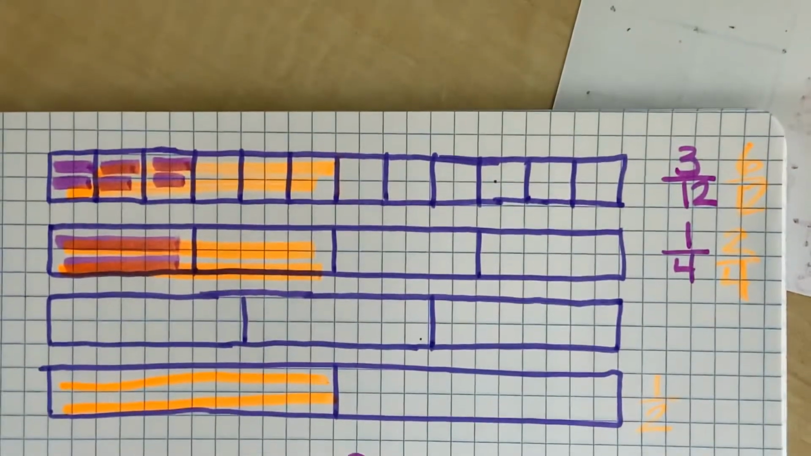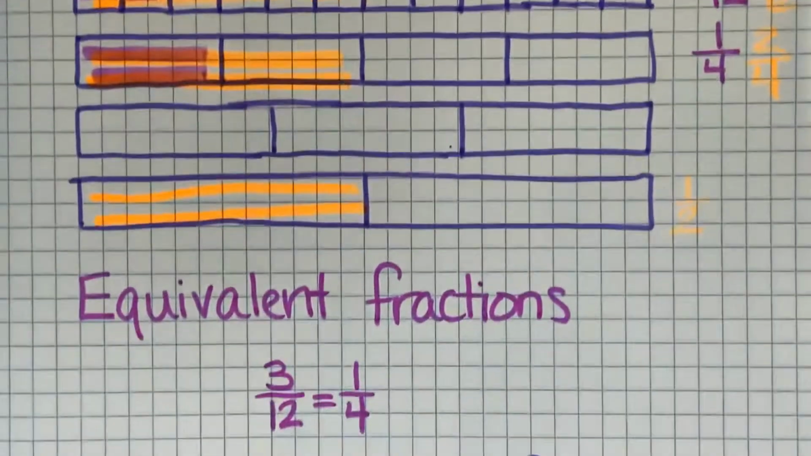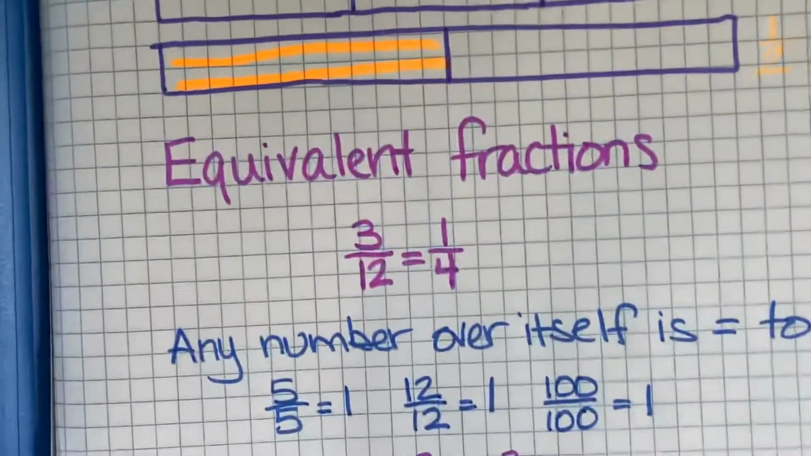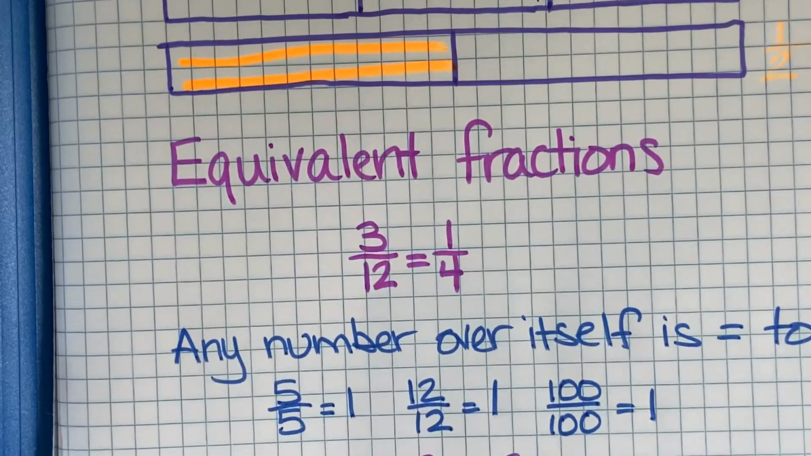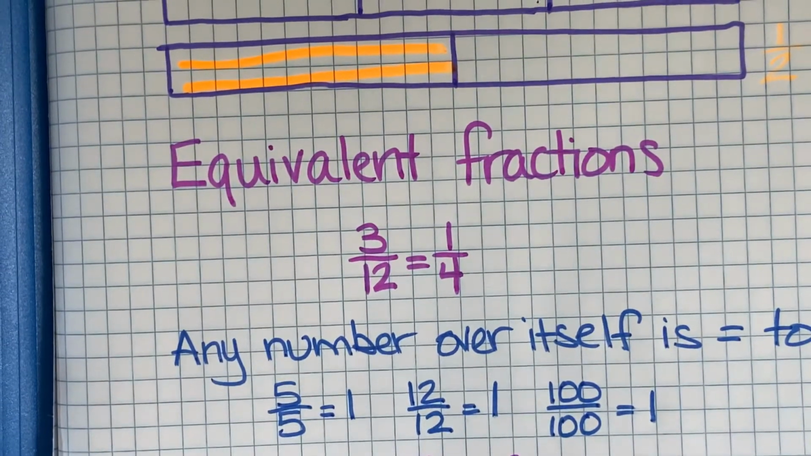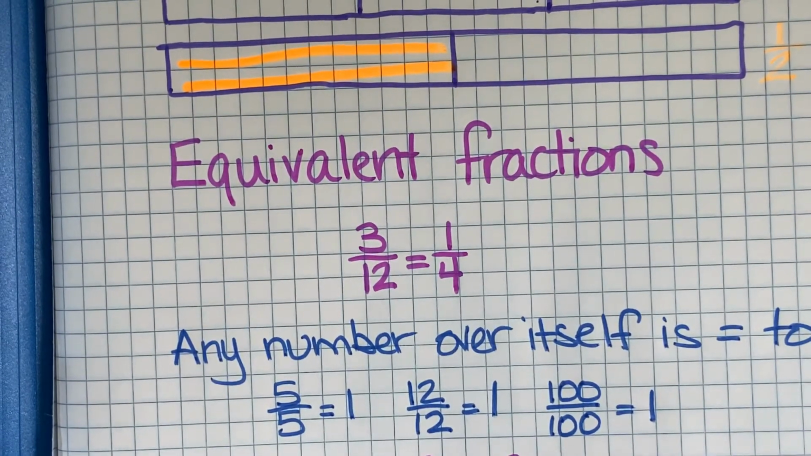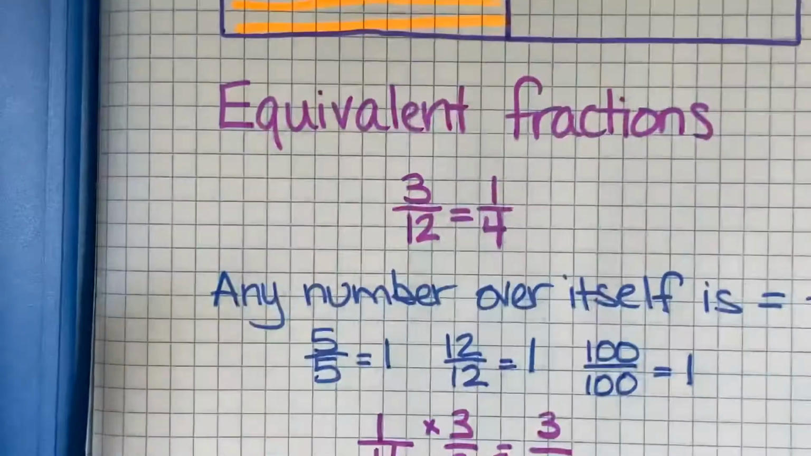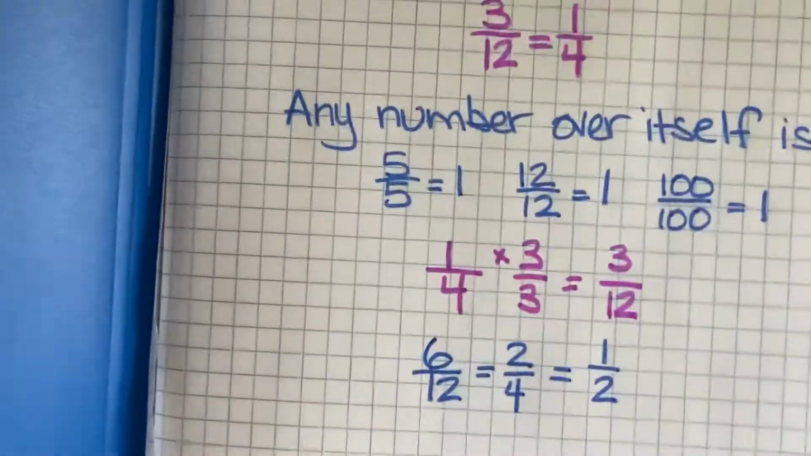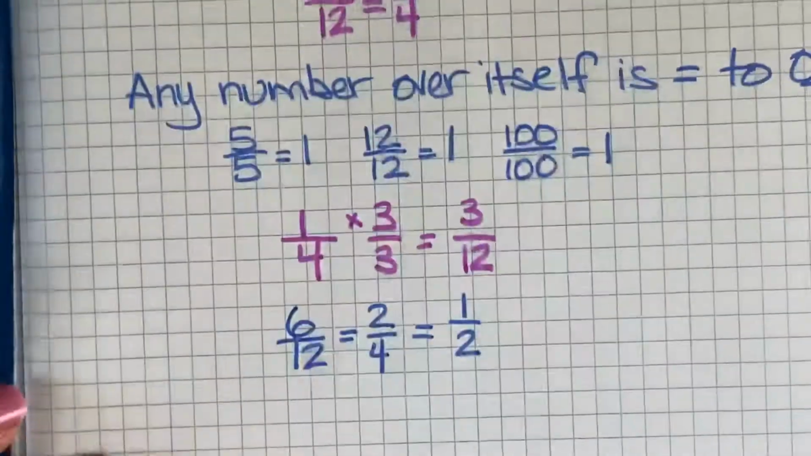Okay? I know orange is hard to see, sorry. I'll use a different color. All right, so what I'm saying is that 6 12s is equal to 2/4, and that's also equal to 1/2. Okay? Let's scoot my note thing down a little bit.